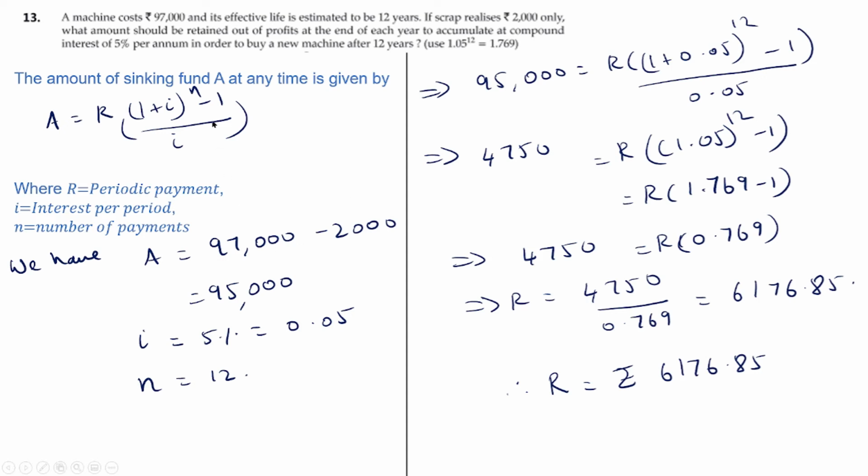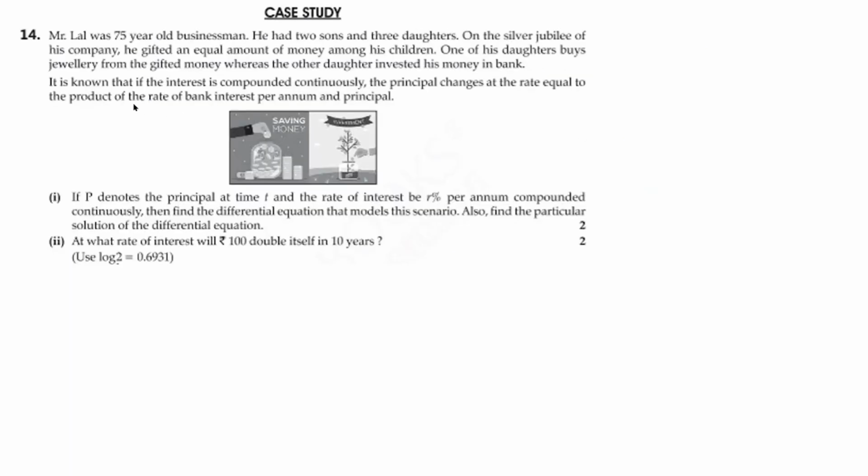So here writing the formula carries 1 mark, and then substituting the values, all these carries 1.5 marks, and then finding the value of R, the remaining steps carries 1.5 marks. Last question, we have the case study question.